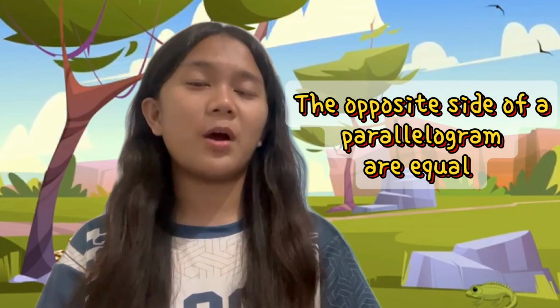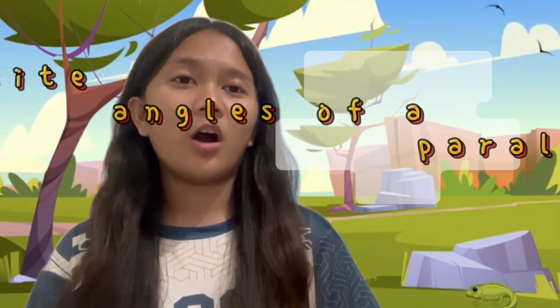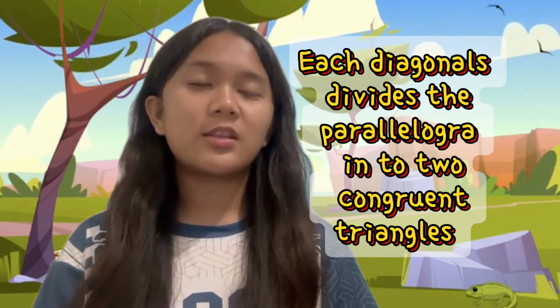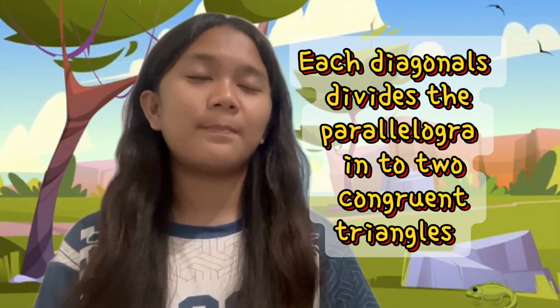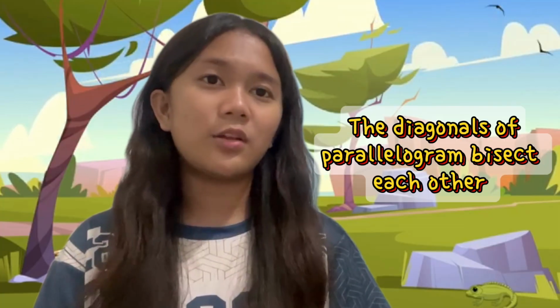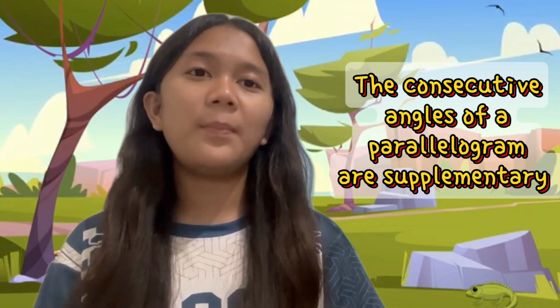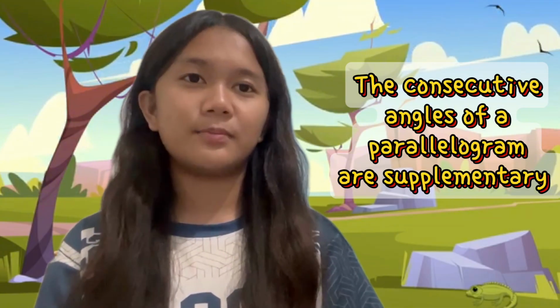Case number 1. The opposite sides of a parallelogram are equal. Case number 2. The opposite angles of a parallelogram are equal. Case number 3. Each diagonal divides the parallelogram into 2 congruent triangles. Case number 4. The diagonals of a parallelogram bisect each other. Case number 5. The consecutive angles of a parallelogram are supplementary.